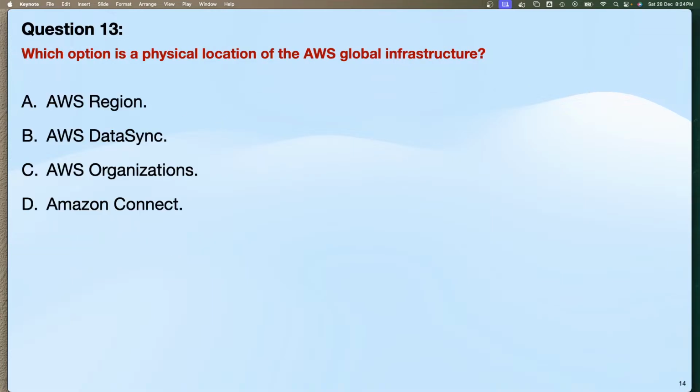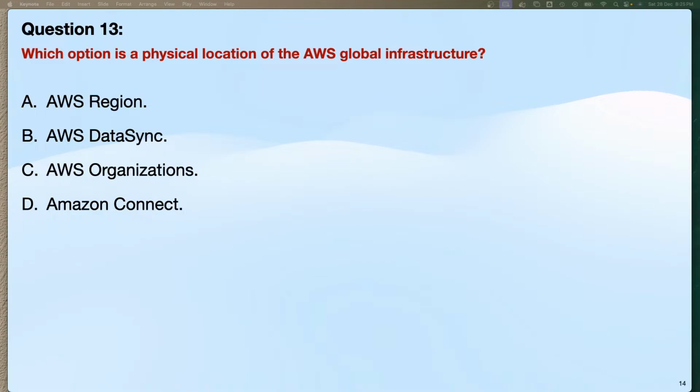So now going to question number 13. Which option is a physical location of the AWS global infrastructure? We discussed this also in our course. AWS infrastructure starts with regions and availability zones, right? The question here is what is the physical location of the AWS global infrastructure? So the answer is A here.